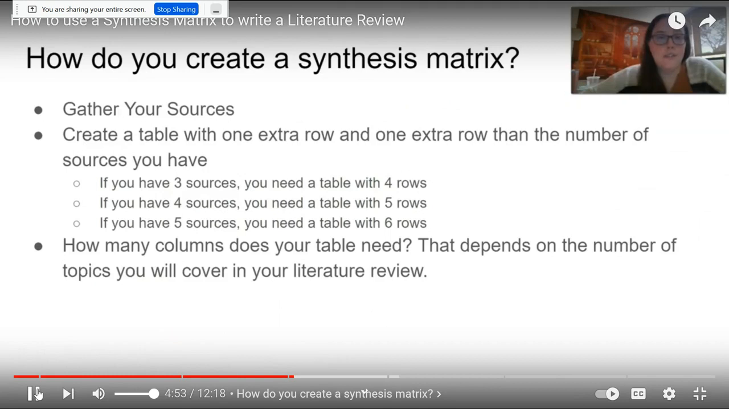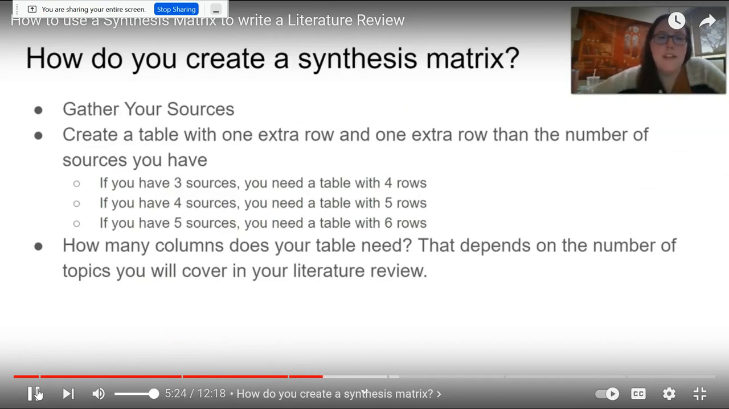First, you need all your sources. You can create a synthesis matrix as you're researching, but if you found all your sources, you want to just collect those all in one spot. Open them all up on tabs on your browser, print them all out, and have them with you. And then you want to create a table with one extra row than the number of sources you have. So if you have 3 sources, you need 4 rows. If you have 4 sources, you need a table with 5 rows. 5 sources, you need 6 rows. How many columns does your table need?